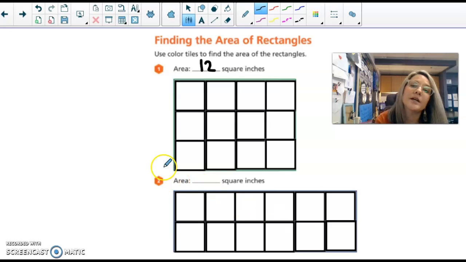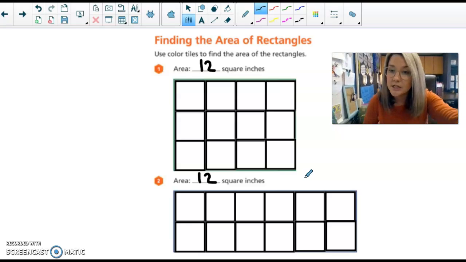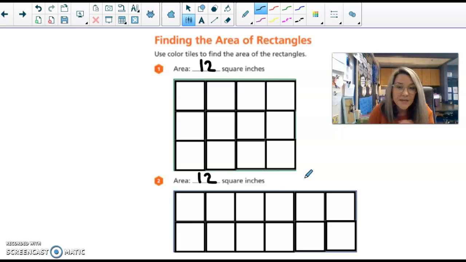Well, if I count the square inches again, I have 1, 2, 3, 4, 5, 6. 6 in 2 rows of 6, and I know 6 plus 6 is 12. So these two shapes have the same area. We have talked about shapes before that have the same area, especially in Unit 1, but they look different. So it seems like we have found another example with 1 and 2 where shapes have the same area. And both of them are 12 square inches.